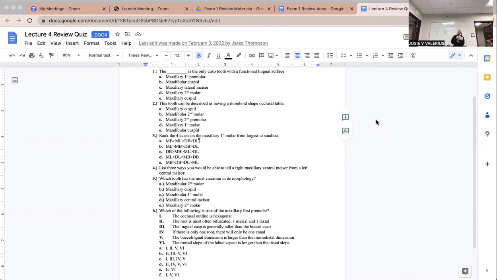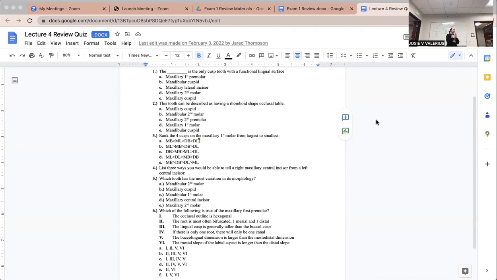So let's dive into the questions first, and then I'll talk about study tips for this section and for the mandibular teeth. Does anyone know the answer to number one? Yes, the maxillary cuspid. Do you want to know why or what it means to have a functional lingual surface?